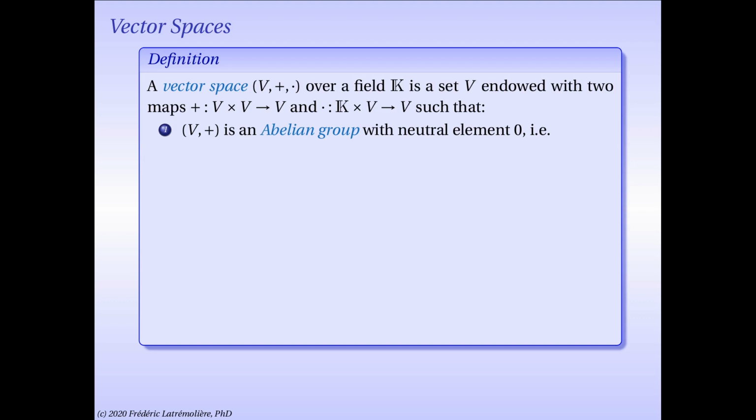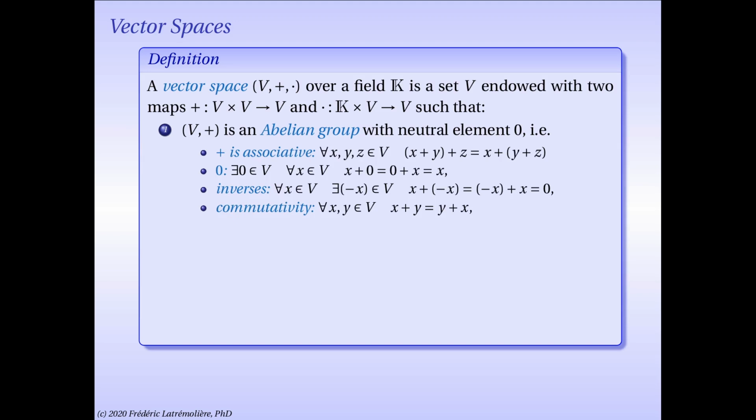First, V with the addition is an abelian group with neutral element denoted by 0. I remind you that abelian group means + is associative, there exists a neutral element called 0, every element of the vector space has an opposite for the addition, and the addition is commutative. In addition, I require distributivity of the scalar multiplication with respect to the addition, that is, for all λ in the field K, and for all x and y in V, λ(x + y) = λx + λy.